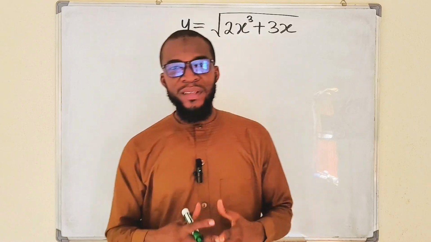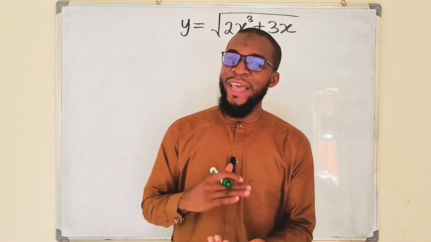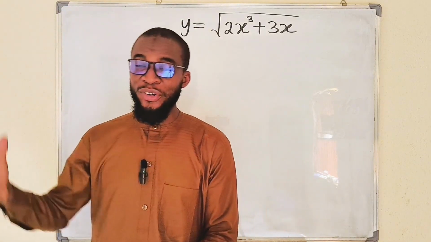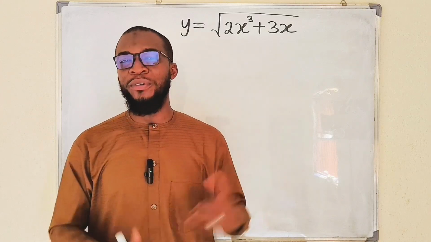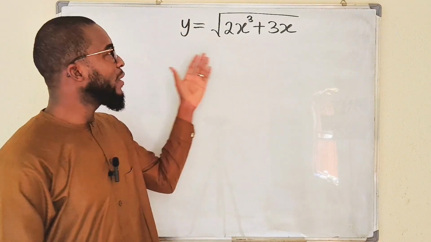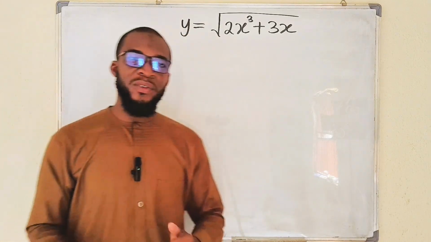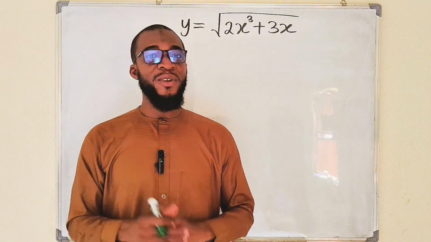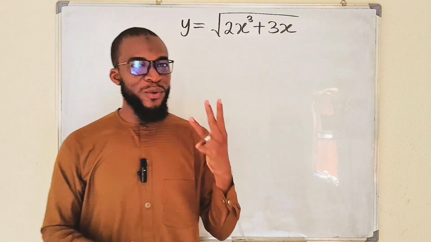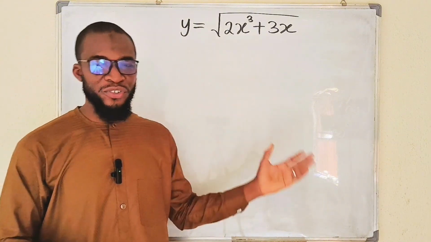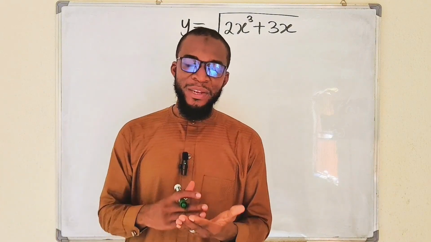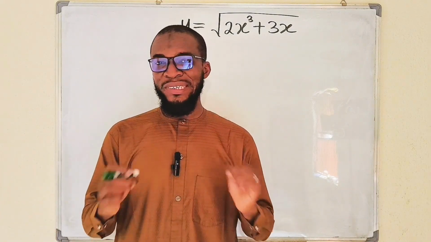Hello, good day, viewers. A lot of students do not like differentiating explicit functions that contain square roots. Example, y equal to the square root of 2x cubed plus 3x. So in this tutorial, I'm going to use three different ways to differentiate this same function. It's left for you to decide which method you believe is much easier.